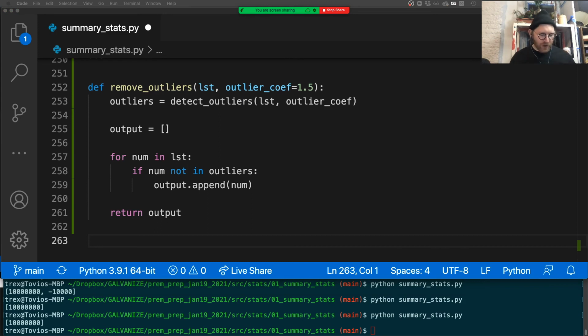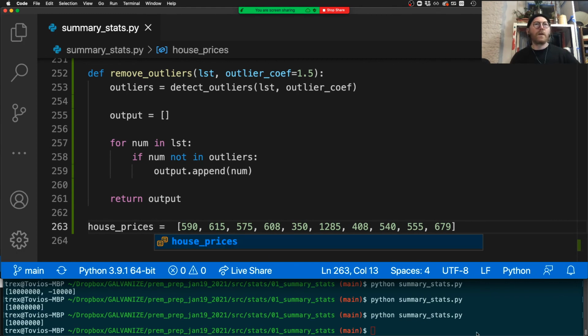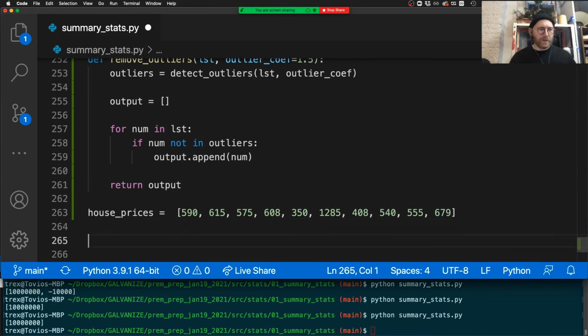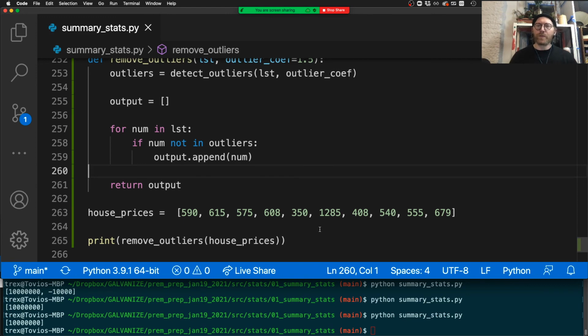So if you remember the house price data, I'm just going to grab that and throw that in here. And we're going to detect the outlier, or sorry, remove the outliers from this. So print remove outliers, and I'll just pass in these house prices. So let's see if that works. So looking at these numbers, what do you expect? What do you expect to be removed from here?